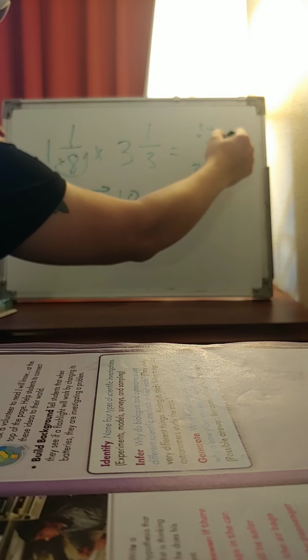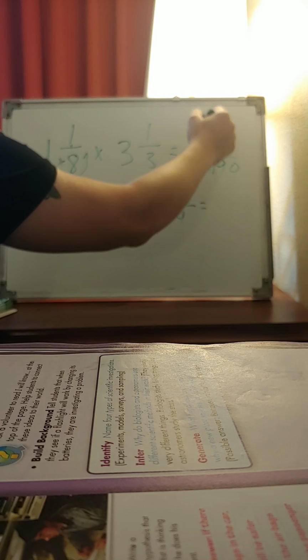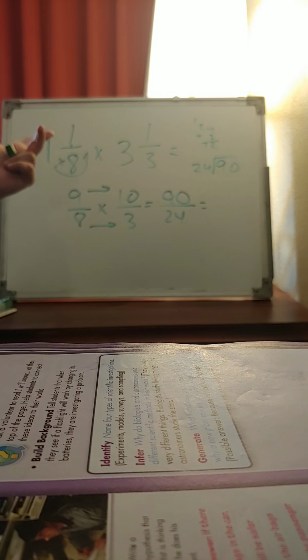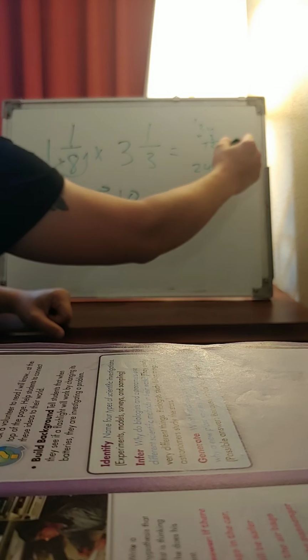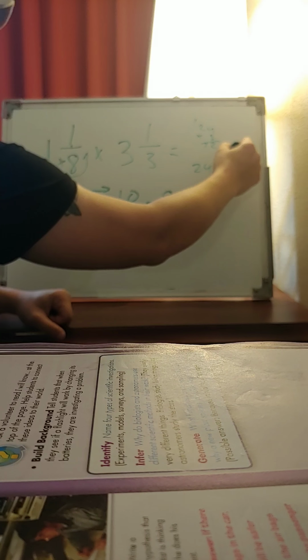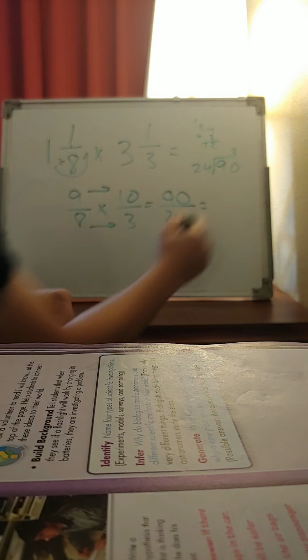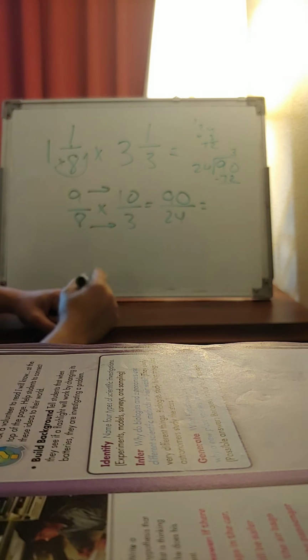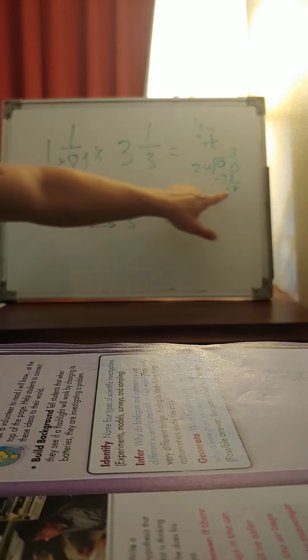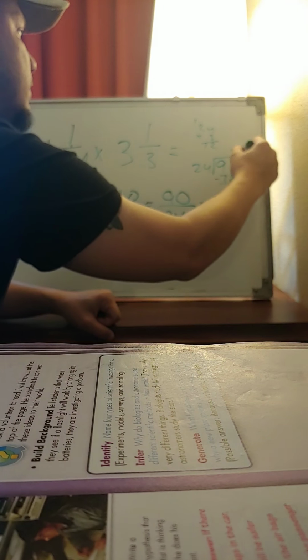3 times 4 is 12. 3 times 2 is 6, plus 1 is 7, so 72. Can I get any closer? If I add 20 to that, I'd be at 92. So this is as close as I'm going to be able to get. So 3, okay. 24 times 3 is 72. Subtract. Okay. Bring it down. We have a remainder of 18.